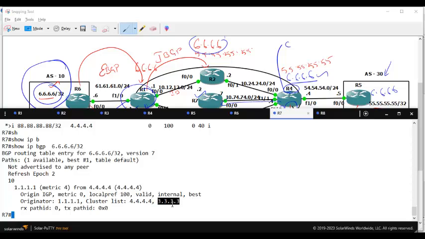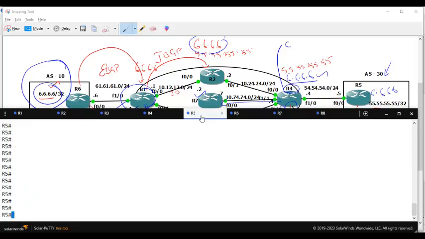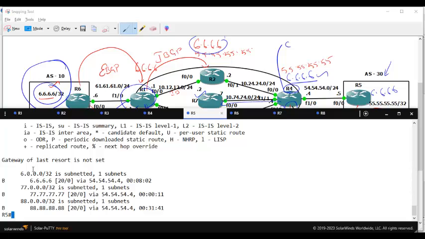Okay. Now, we should be able to ping from anywhere to anywhere. Before that, I'll go to router 5 and see whether router 5 knows all the networks. Show IP BGP, route BGP. Wonderful. It has learned 6.6.6.6. It has learned 77, 77, 77, 77. And also it has learned this 88, 88, 88.